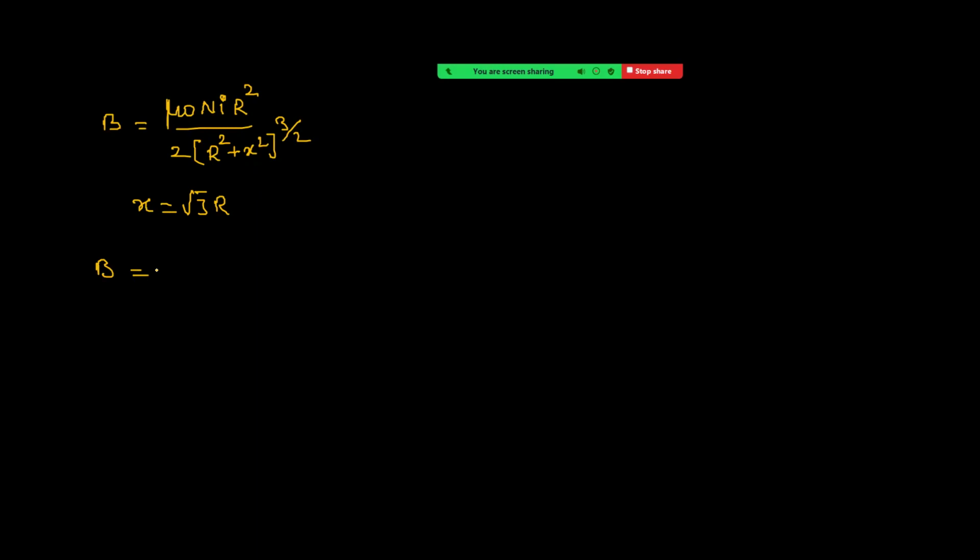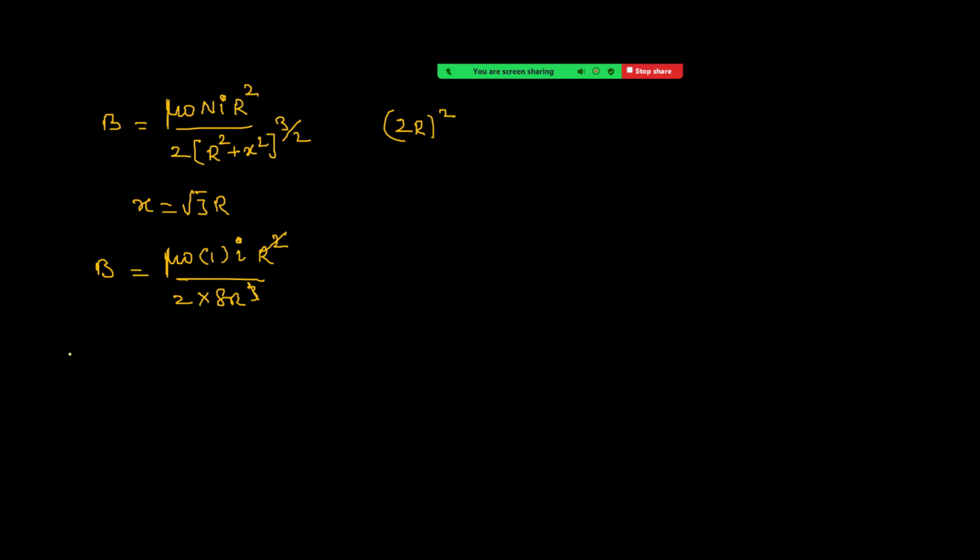Then see what the B value is. The number of turns is not mentioned here, so we are taking that as 1. So μ0 N is μ0, I, R² upon 2 into (√3 r)² which is 3r², plus r², which is 4r². 4r² whole power 3 by 2 — 4r² means (2r)², so we get (2r)³, that becomes 8r³. R² gets cancelled here, and this is the field.